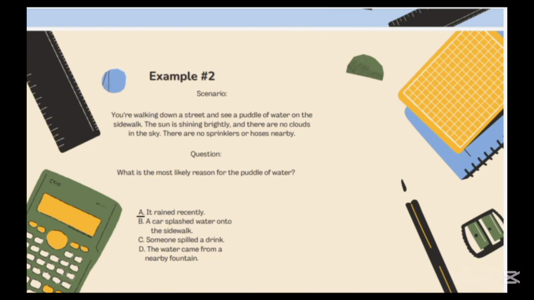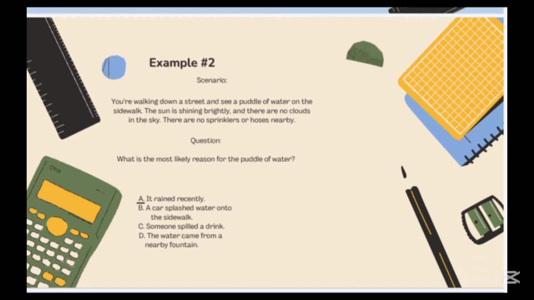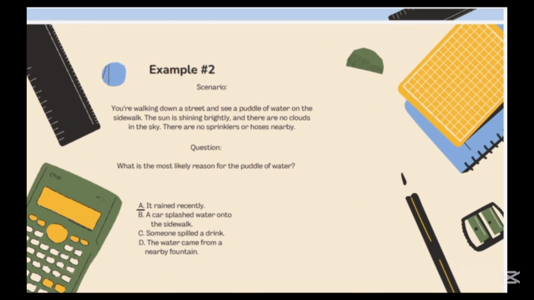The most likely reason for a puddle of water on a sunny day is that it rained recently, even though you didn't see it rain. Okay, the most likely reason daw is umulan. Umulan siya bago mo pa nakita yung puddle of water. Kaya mag-a-assume tayo na yung tubig na yon is galing sa ulan. Okay. Kung mapapansin nyo is answer na is A. It rained recently.